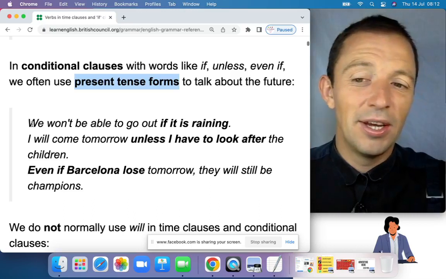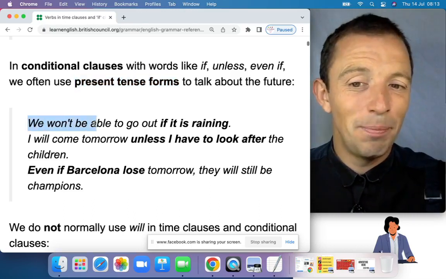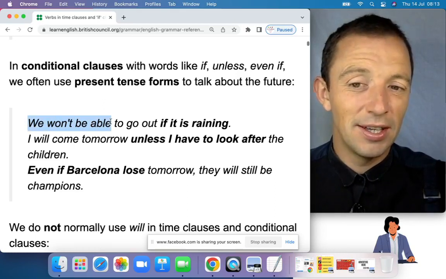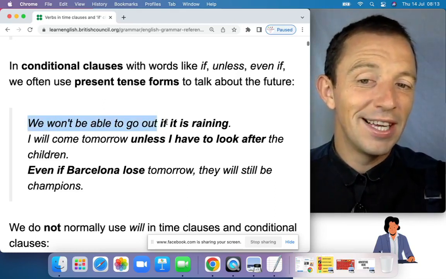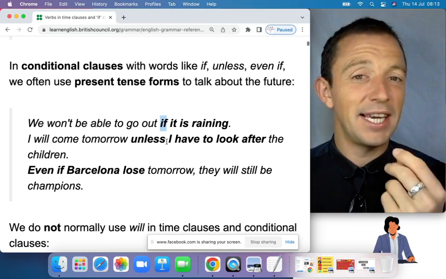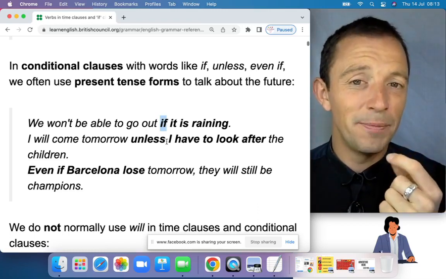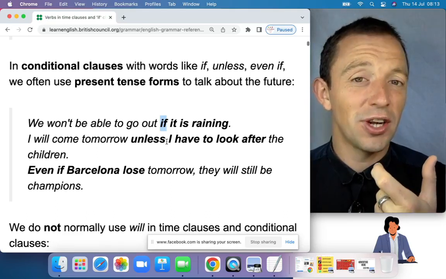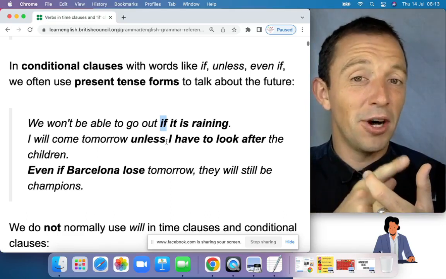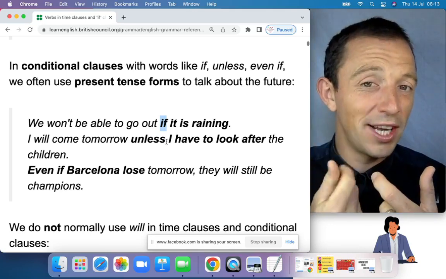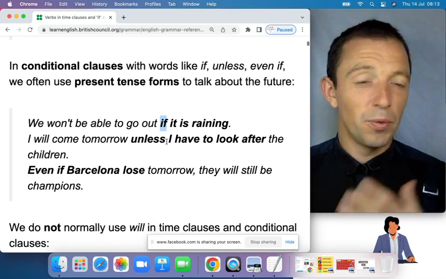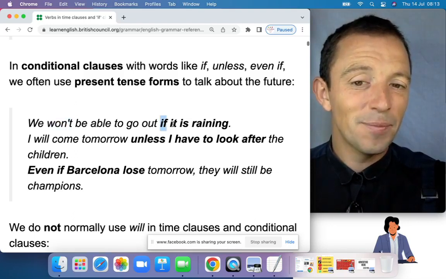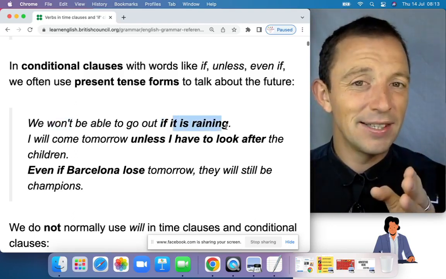Next example. We will not be able. So this is will not. We will not be able to go out if. So here we have the key word if, which usually introduces the conditional clause. And the conditional clause is subject, verb, object that begins with the word if. So we won't be able to go out tomorrow, future, if it is raining in the present.